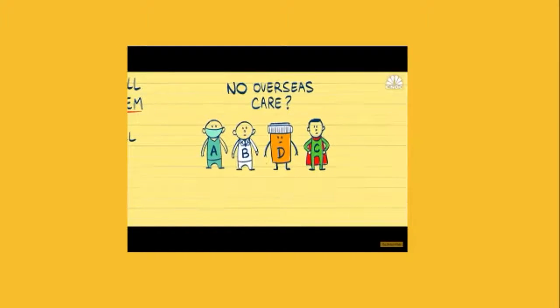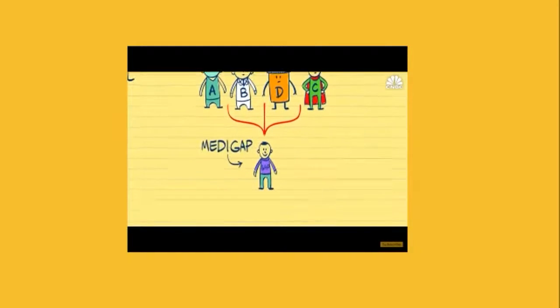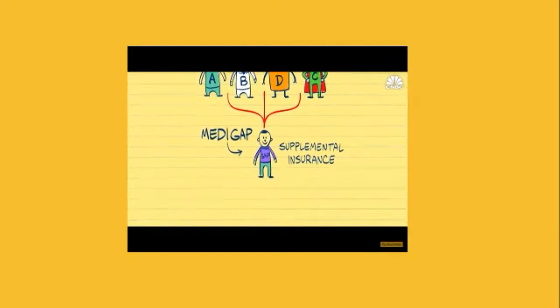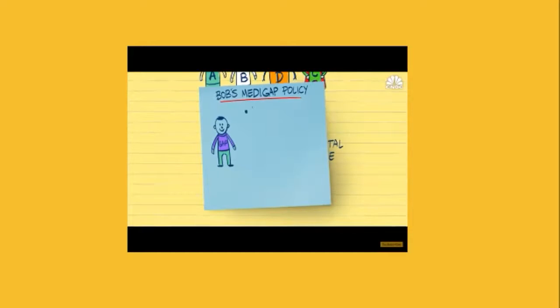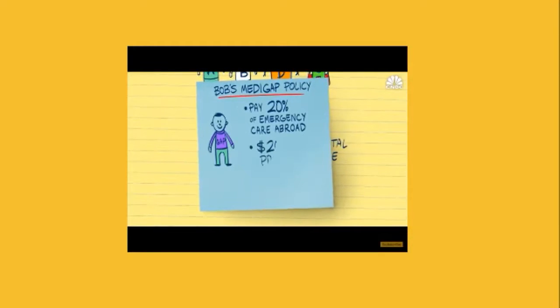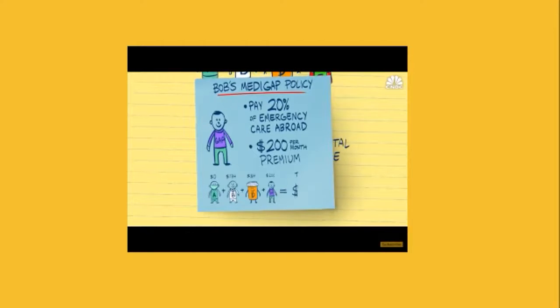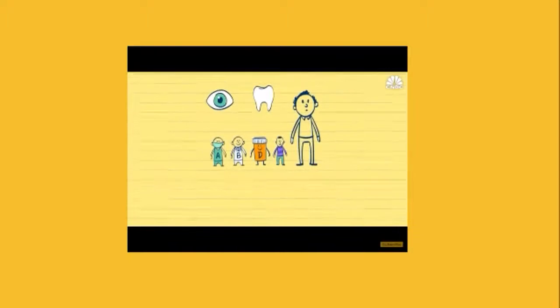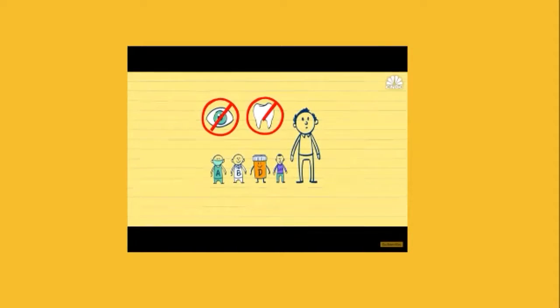But this gap in coverage can be helped with the literally named Medigap. Medigap is supplemental insurance that covers some of the gaps in Medicare. Bob finds a Medigap policy that requires him to pay only 20% of emergency care abroad. The plan costs about $200, bringing his total monthly premiums to $368. But even with all that, Bob's still on the hook for vision and dental.